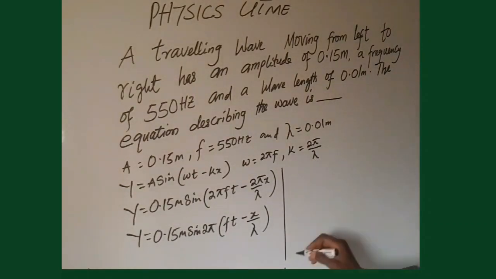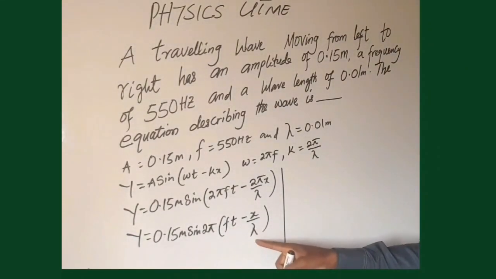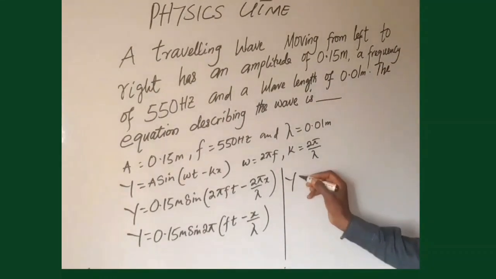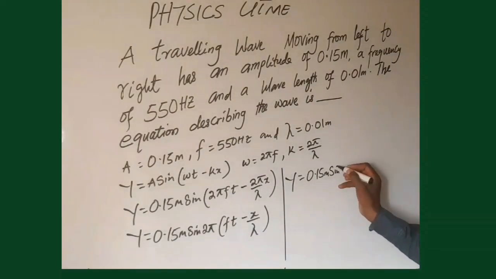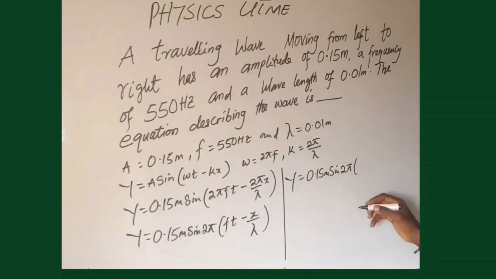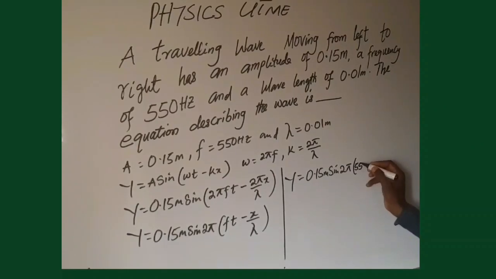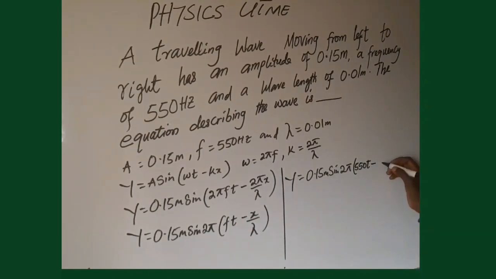All right, so from there, the next thing, we substitute the value of f and the wavelength lambda. So y will be equal to 0.15 meter sine 2 pi into, instead of writing f, we write our 550 t. The t is still there, minus, then instead of writing x over lambda, we have only x all over 0.01. We close our bracket.